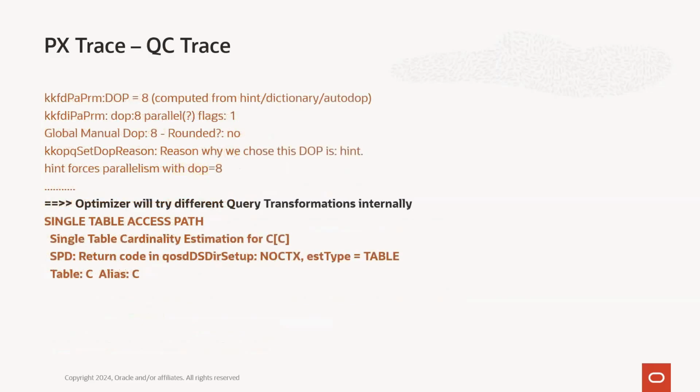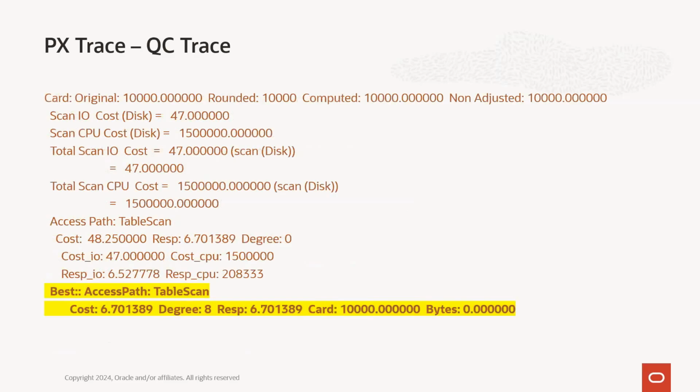Optimizer will try to find different query transformations internally. It will check multiple ways internally, what conditions or what is the best suitable access path to get the faster result. So we can see single table access path like this one. What is the table and what is the alias? And it will check the cost and what is the cardinality for each type which is being generated internally. So it will choose the best access path based on the multiple internal ways of generation.